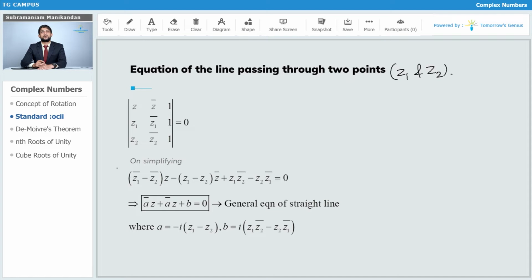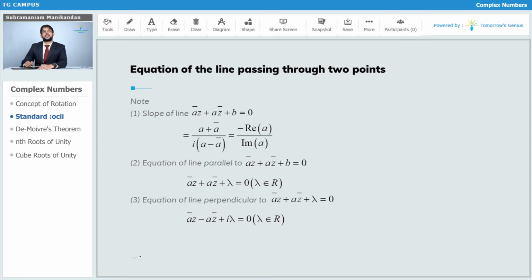Now we can substitute a bar as z1 bar minus z2 bar and a as just z1 minus z2, so that it's z bar over here and not over there, plus b, which is z1 z2 bar minus z2 z1 bar. This gives us the general equation of a straight line which is passing through the points z1 and z2.